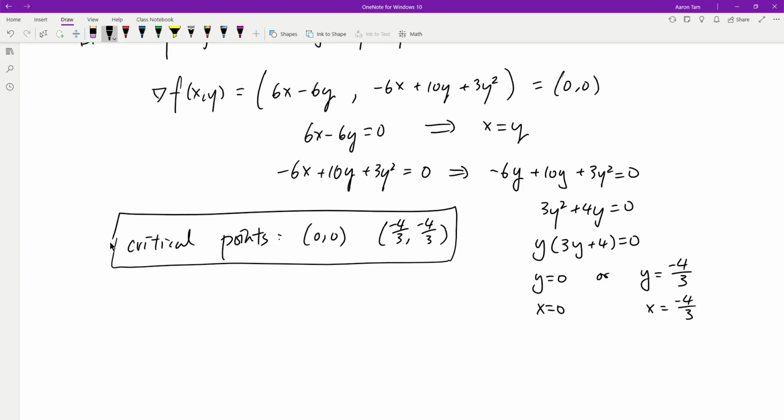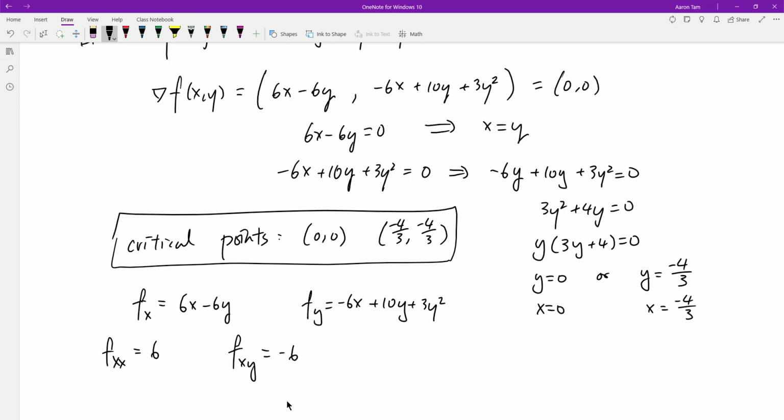Now let's try to find D. To find D, I'm going to have to do fxx and fyy and fxy. So I'm going to go ahead and do f sub x, which is 6x minus 6y, and f sub y, which is -6x plus 10y plus 3y squared. So fxx would just equal 6. fxy would equal -6, which is the same as fyx. And fyy would equal 10 plus 6y.